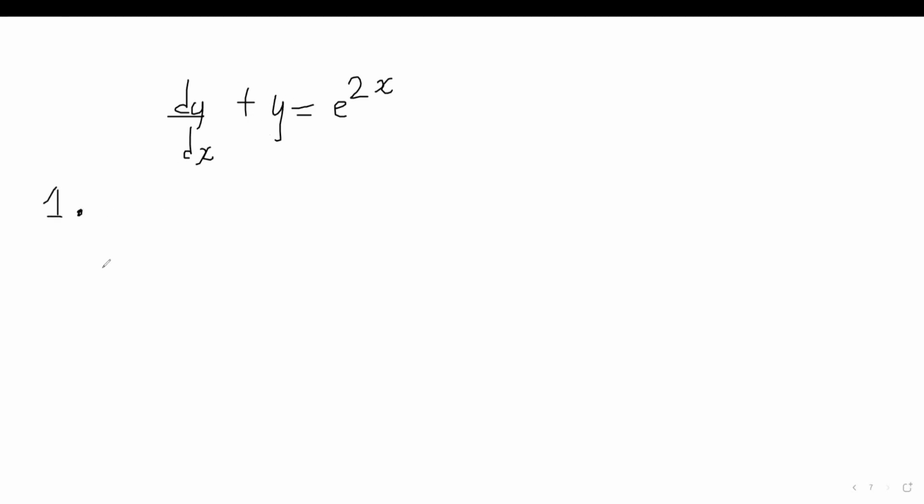Step two is to find the integrating factor I. The integrating factor I is equal to e to the integral of k dx, where k, remember, is the constant that multiplies the y. In this case, the constant is 1. So we're finding e to the integral of 1 dx, and when you integrate 1, you get x. So the integrating factor is e to the x.